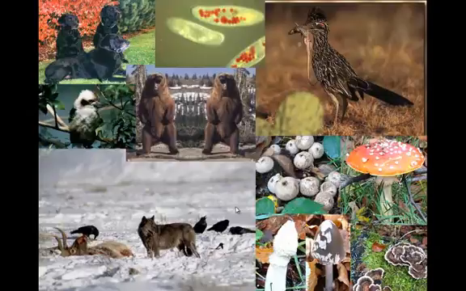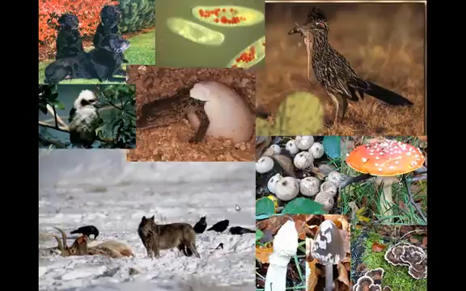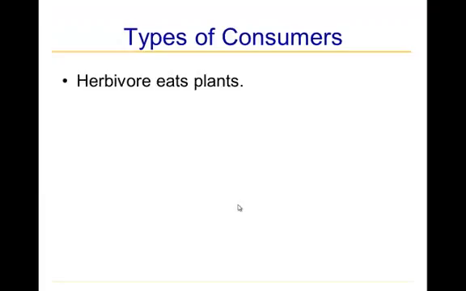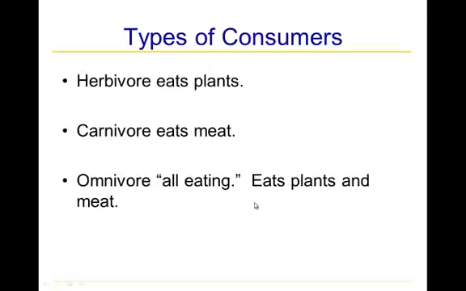We can also further categorize consumers. Herbivores are consumers that eat plants. Carnivores are consumers that eat meat. Carne means flesh or meat. Chili con carne is a word you might be familiar with, to help you to make that association. Omnivores are consumers that eat both plants and meat. Omni means all, and vor means eating, so all eating.